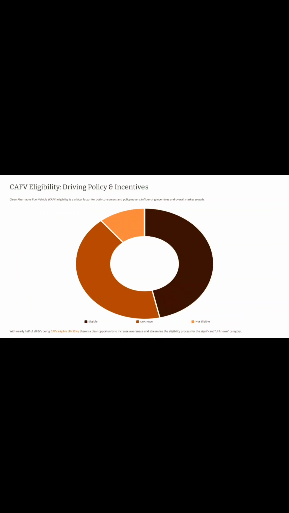Driving policy: CAFV eligibility. Clean Alternative Fuel Vehicle eligibility is a crucial factor for both the customer and the policymaker, influencing incentives and overall market growth.